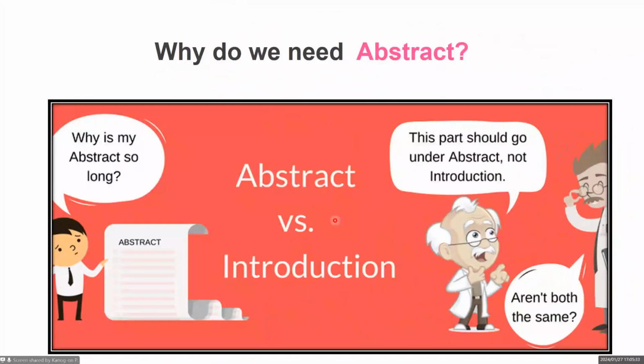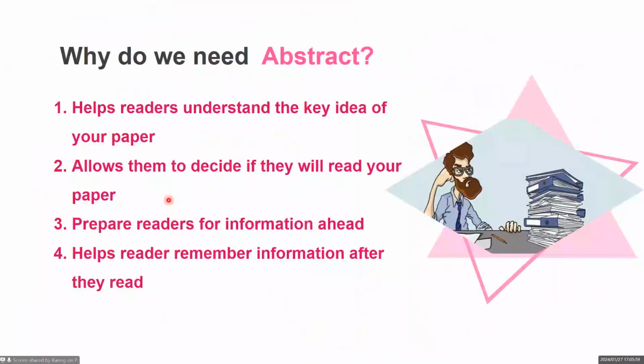So the first question I would like to ask: why do we need an abstract? Some people say, oh, an abstract is so long, because you don't know how to write it short. Some people might think it is the introduction of the paper. No, it's not. It's just a summary of your whole paper. So why do we need an abstract? The first reason is that an abstract helps the readers understand your whole paper, your idea. What is your idea about this research?